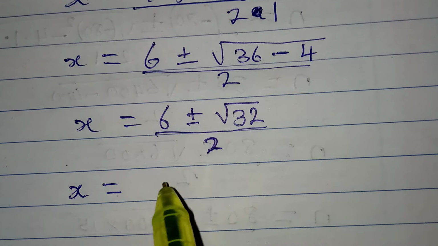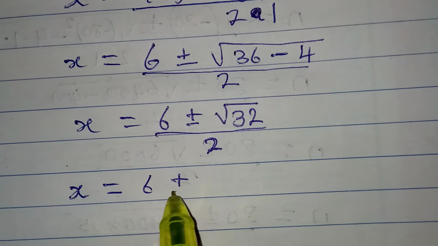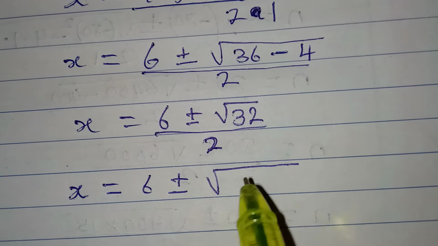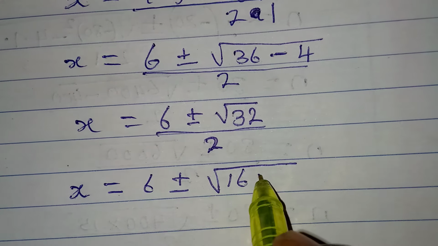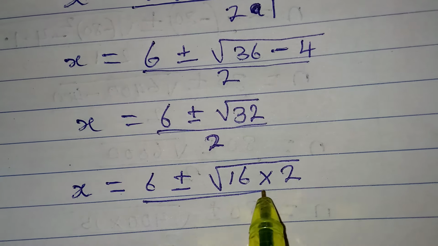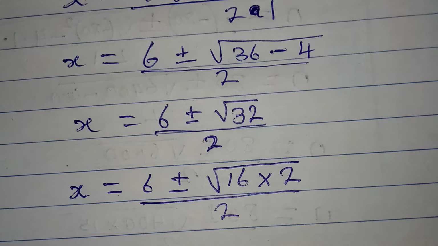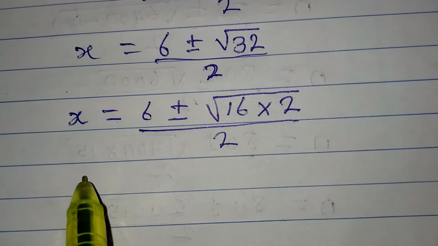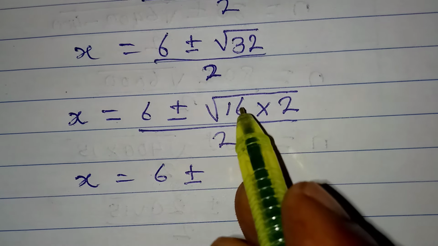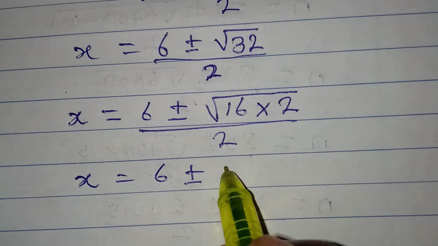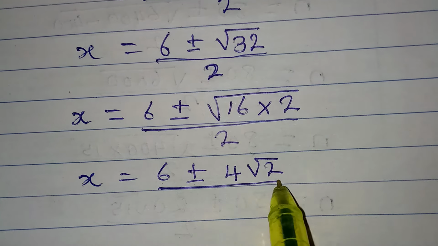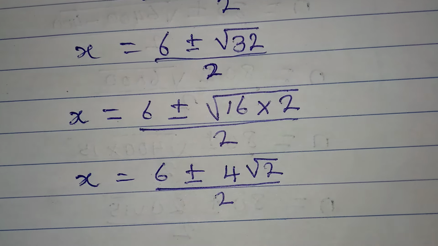Now this 32 is not a perfect square, and I don't want us to have a decimal number, so let's continue. x here will be equal to 6 plus or minus. Now let's bring out a perfect square from 32, and that is 16, so we multiply that by 2 to get 32. This is all over 2. If we continue, then x will be equal to 6 plus or minus the square root of 16, which is 4, so we have 4 root 2 over there, and this is now over 2, right?